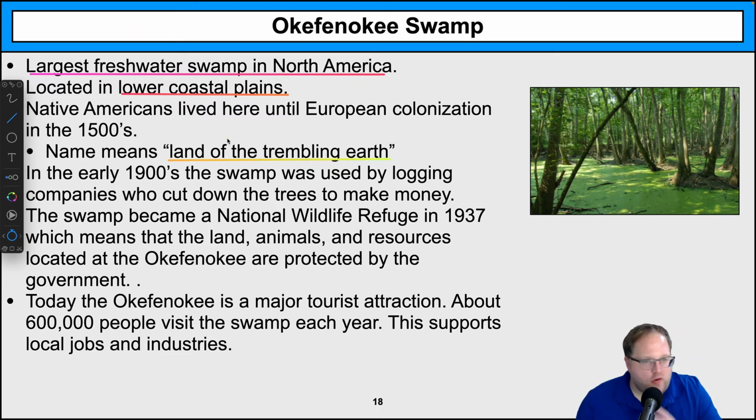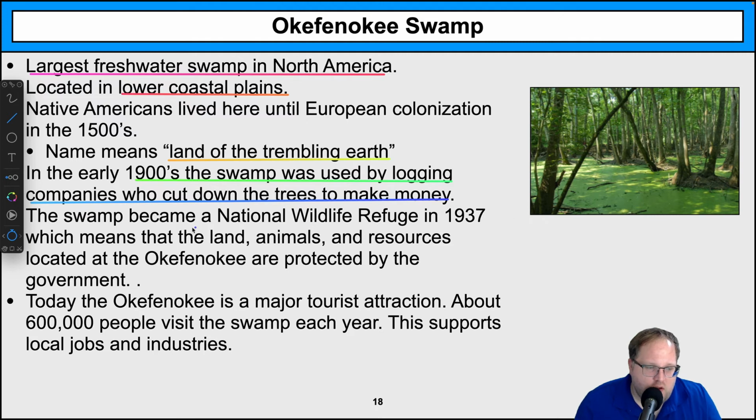The swamp was originally home to many different groups of Native Americans until Europeans started to colonize the area in the early 1500s. In the 1900s, when a lot of settlers from Georgia started to move into the swamp, it started to be affected by logging and people trying to form factories and different things around the swamp, and it started to really damage the area.